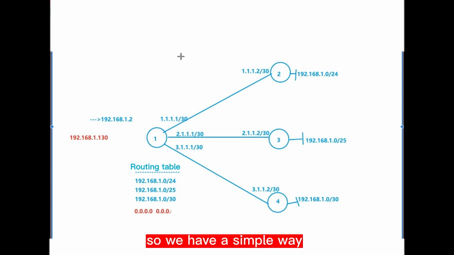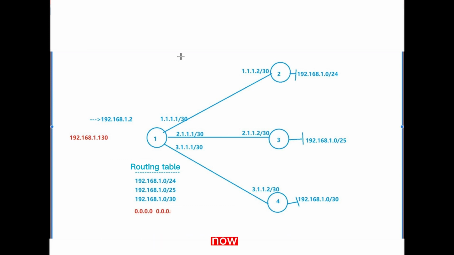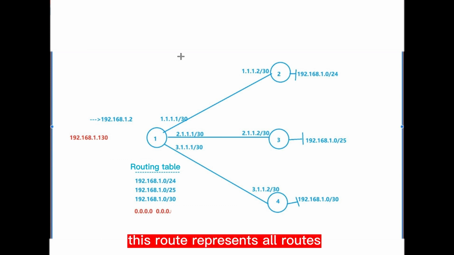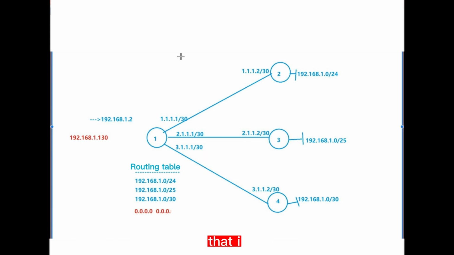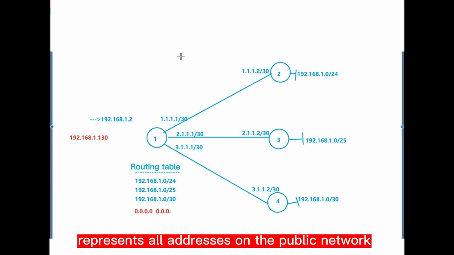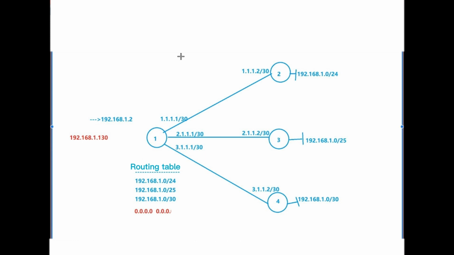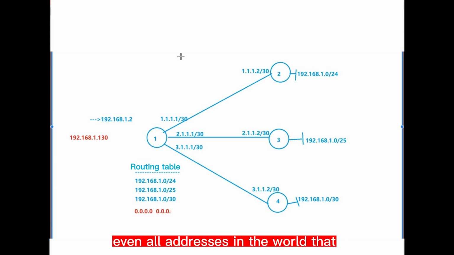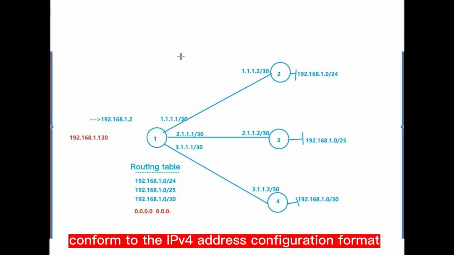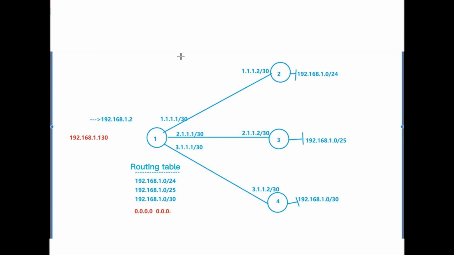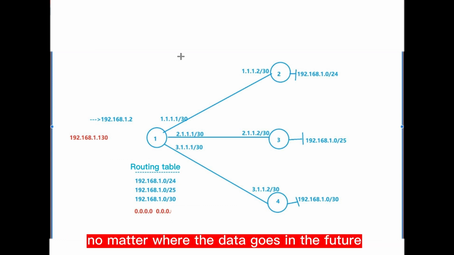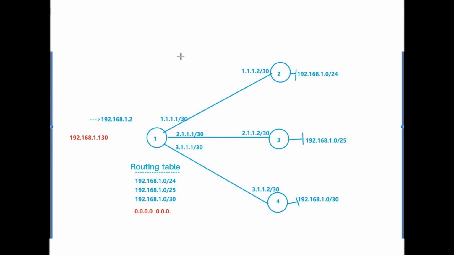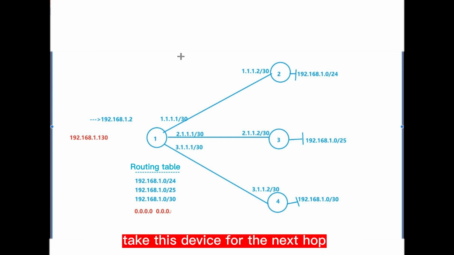So we have a simple way. Since I want to access any business on the public internet, and all traffic goes through the operator, I will write one route now. This route represents all routes, that is, all addresses on the public network, even all addresses in the world that conform to the IPv4 address format. No matter where the data goes in the future, take this device as the next hop.